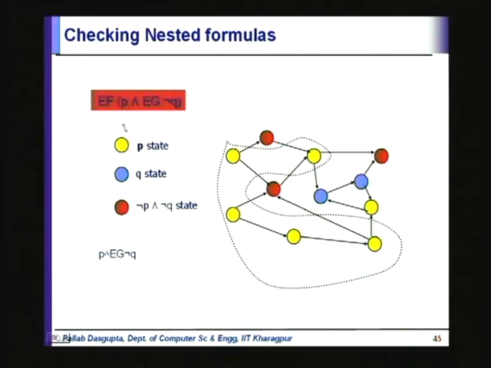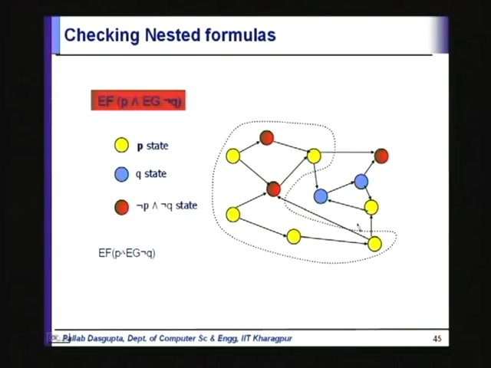Now we need all states from which these states can be reached, because we want EF of this. So these states obviously will be there. In addition, this one will come in because we can reach this, and this will come in because of this transition. Any of the other ones? I do not think so. This is the set of states satisfying EF (P and EG not Q).